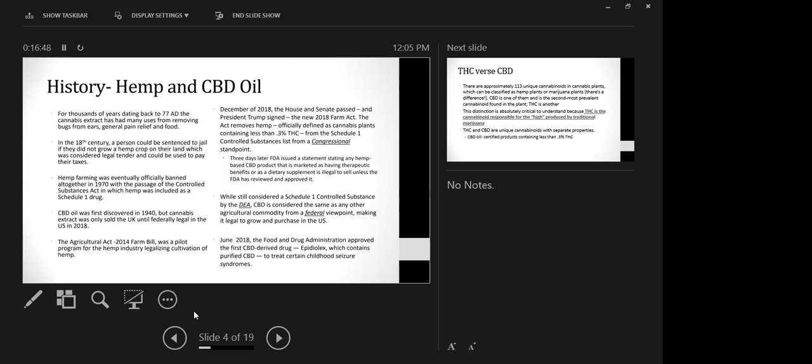CBD oil was first discovered in 1940, but the cannabis extract was only sold in the UK until it became federally legal in the United States in 2018. And this is just some more information. The latest update was that the Food and Drug Administration approved in June 2018 the first CBD-derived drug, which is called Epidiolex, which contains purified CBD and is used to treat certain childhood seizures. And they have found really good outcomes with that medication.